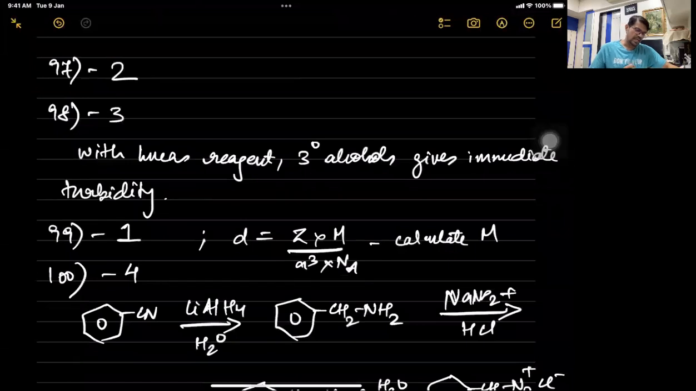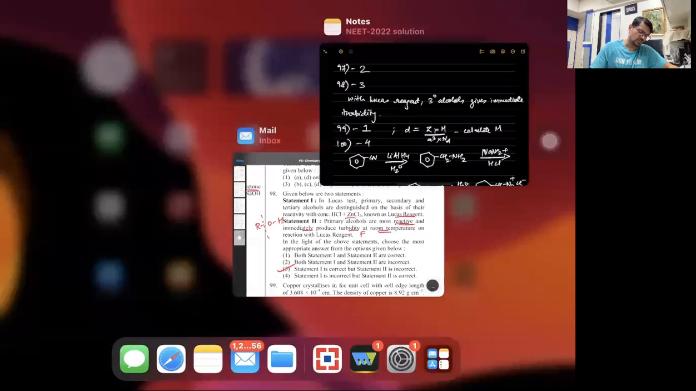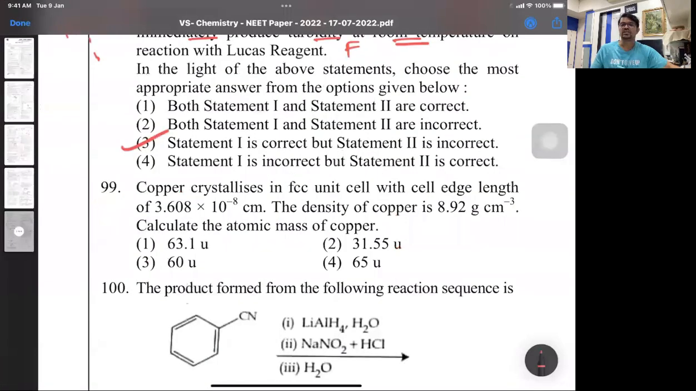All right. 99 is a direct formula-based question. In fact, no need to solve this also. It says copper crystallizes in FCC unit cells. So for FCC, we know Z is equal to 4. They have given the edge length. You basically make the cube of it. Density is given. They want the atomic mass of copper. We all know the atomic mass of copper is 63.5 u. So the closest answer to 63.5 is the first one.